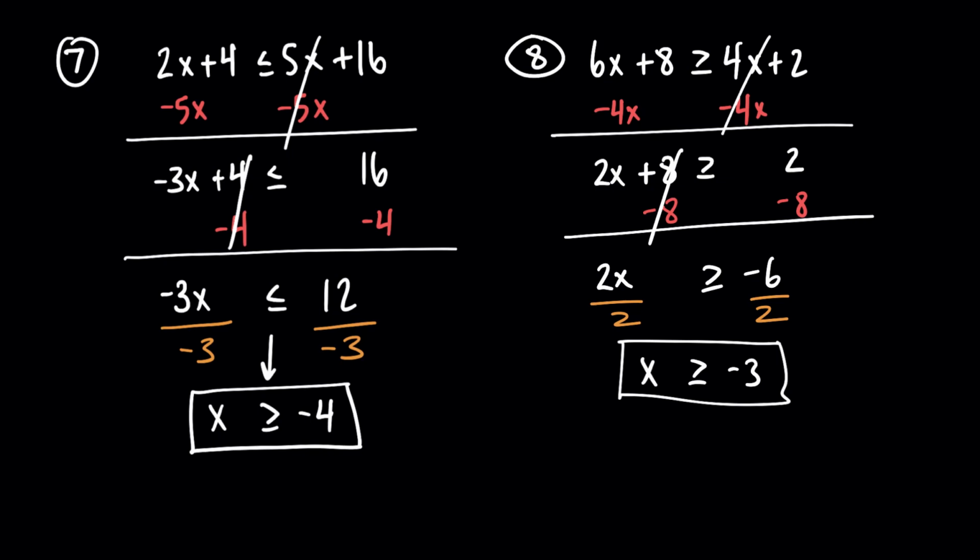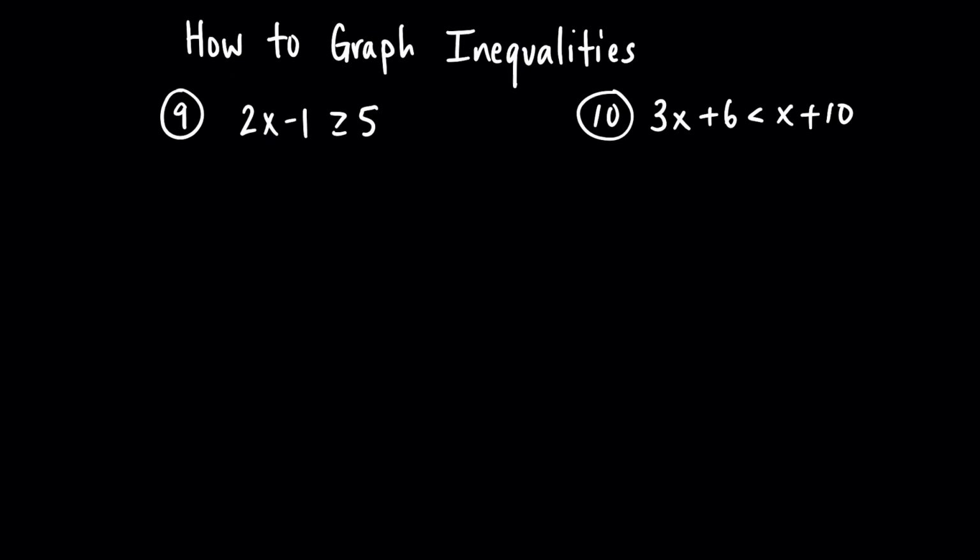Okay, the last thing I want to talk about is how to graph inequalities. All right, so how to graph inequalities. So let's look at our 9th example here. If we have 2x minus 1 is greater than or equal to 5, let's go ahead and solve this. So I'm going to add 1 to both sides. So this gives us 2x is greater than or equal to 6, and then we'll divide by 2 on both sides, and we get x is greater than or equal to 3.